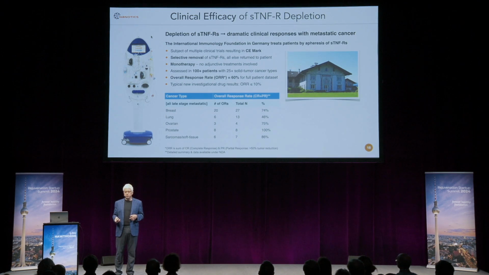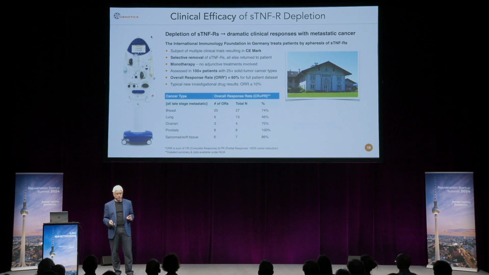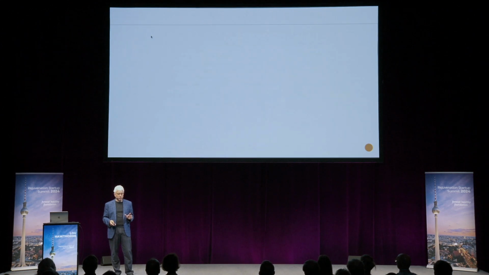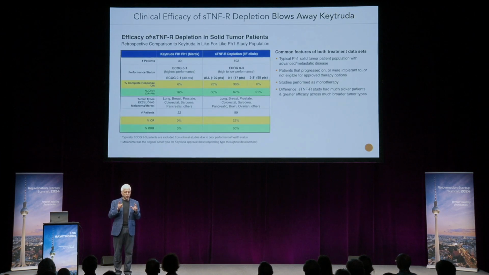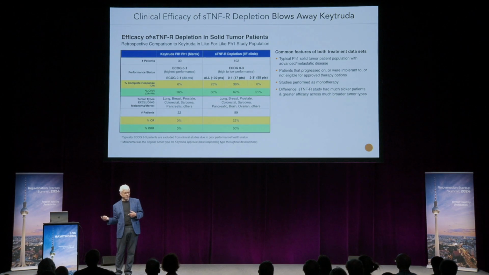Typical investigational new drugs, checkpoint inhibitors, small molecules, ADCs, are hard-pressed to go above 10% or 20% as the absolute asymptote. So 60% is a really phenomenal result. We actually went back to the historical data for Keytruda when it was in phase 1 to compare it with sTNFR depletion, and this is what it looks like.